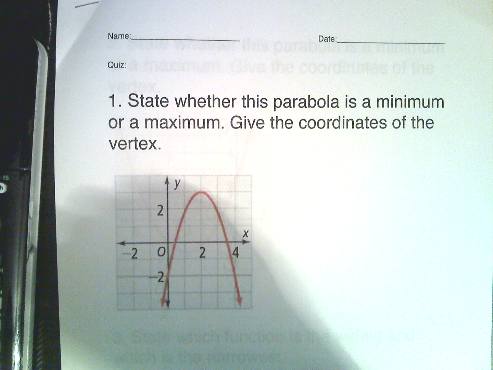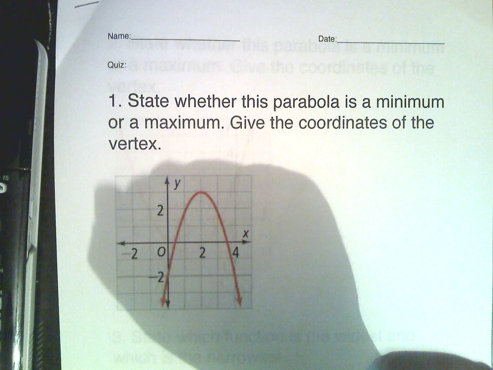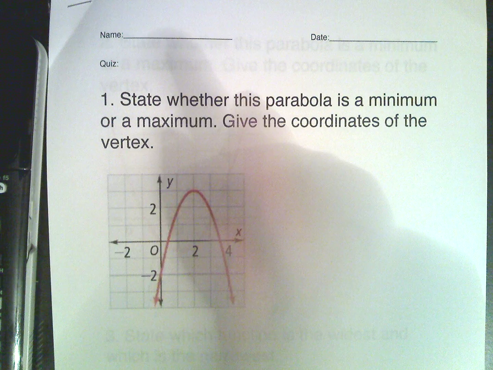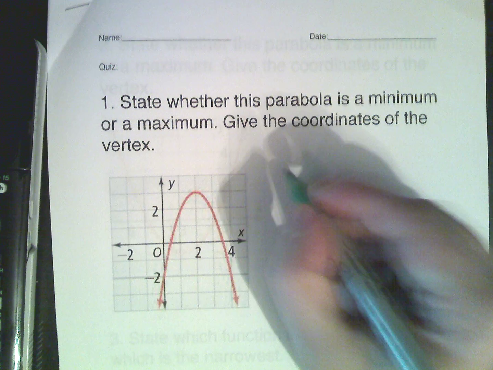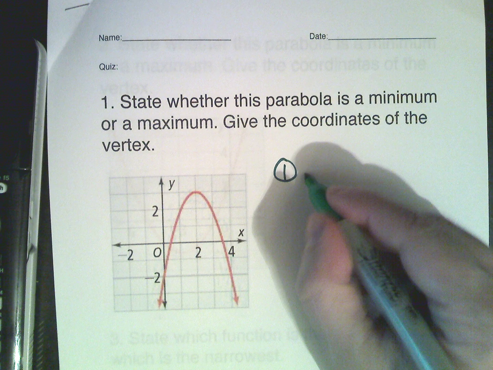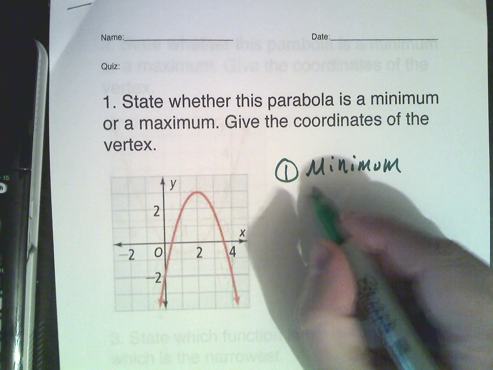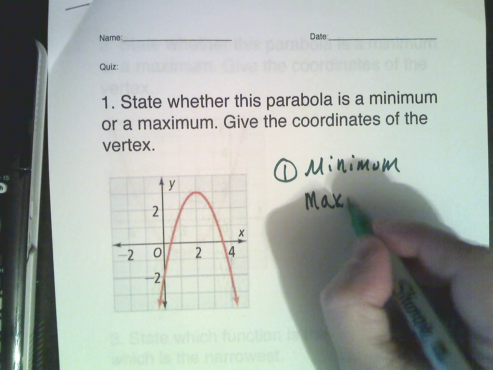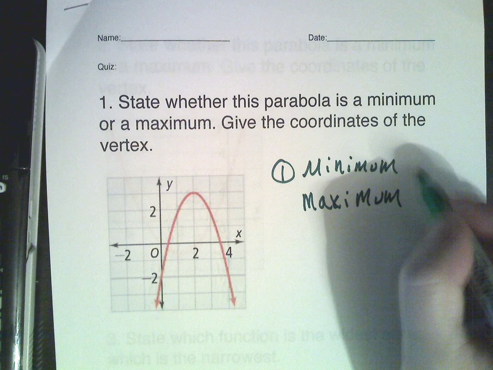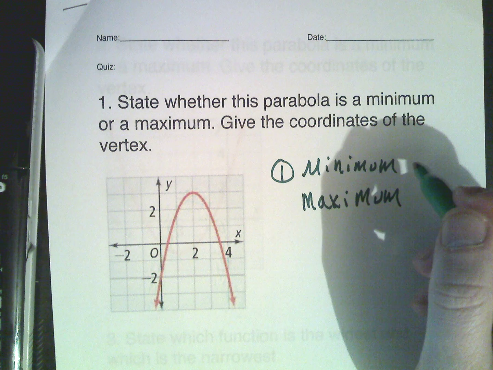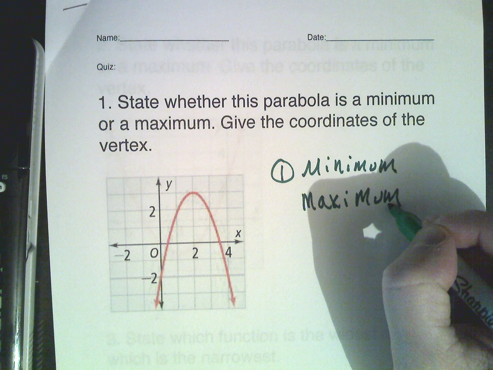Question number 1. State whether the parabola is a minimum or a maximum. Give the coordinates of the vertex. So what I'm asking for is two things. One, you have to write whether it is a minimum or a maximum. It's only one. You can only pick one. So the first half of this question is basically multiple choice. Either pick minimum or maximum.